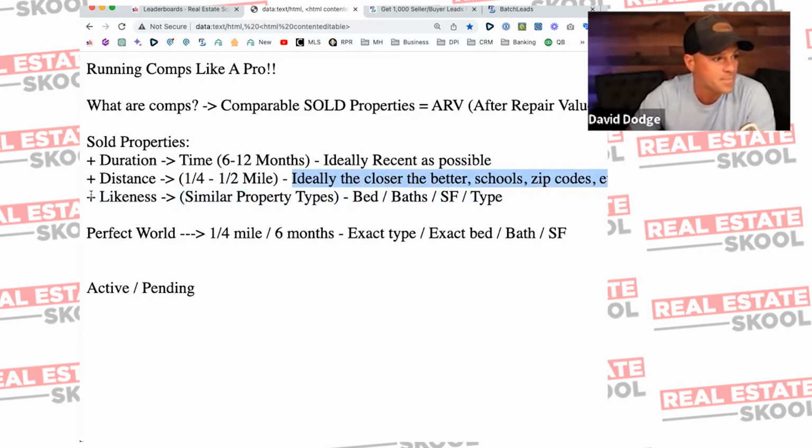And then last but not least, the likeness. It's so incredibly important, guys. So when running comps like a pro, and I would consider myself to be a pro, I've been running comps daily for about 8 years and bought and sold over 1,000 properties in the last 8 years. I can tell you that when we're running comps, we don't want to get analysis paralysis.